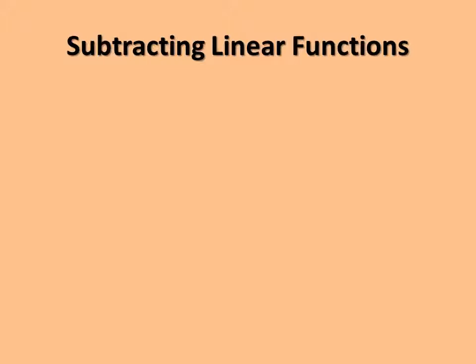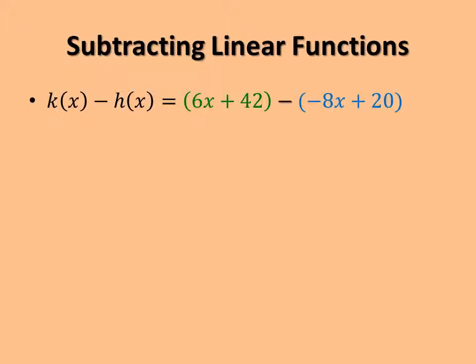Subtracting linear functions. Well, let's try. K of x subtract h of x. So what was k of x? 6x plus 42. Now we're going to subtract negative 8x plus 20. We are going to combine like terms, but we're not going to add them. We're going to subtract them. So we're going to do this a lot like if you were adding them.